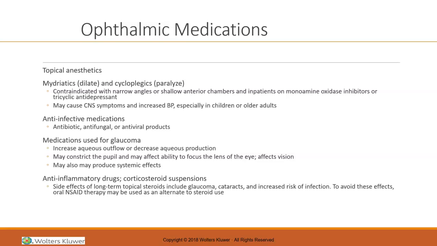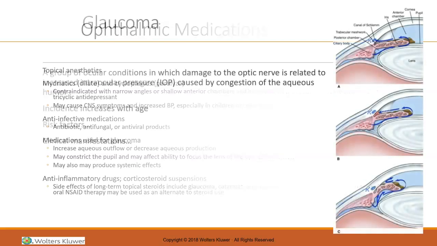But some of what these medications do is they help to increase the aqueous outflow and/or decrease the aqueous production to normalize the fluid pressures within the eyes. They can constrict the pupil and affect vision. And some of these do have some systemic effects. There are anti-inflammatory drugs like corticosteroid suspensions. Those can cause problems like glaucoma, cataracts, and increased risk of infections. So sometimes they'll alternate those with an NSAID to maximize the benefit, minimize the risk.